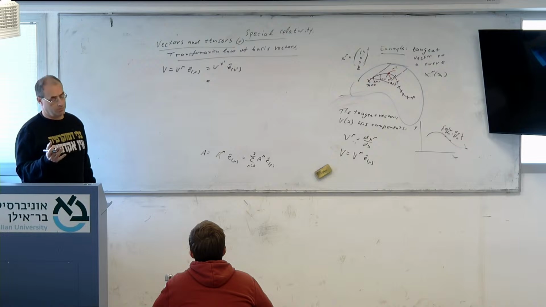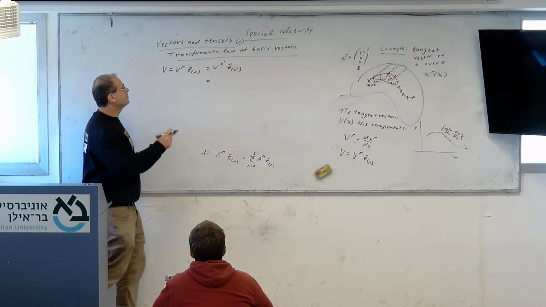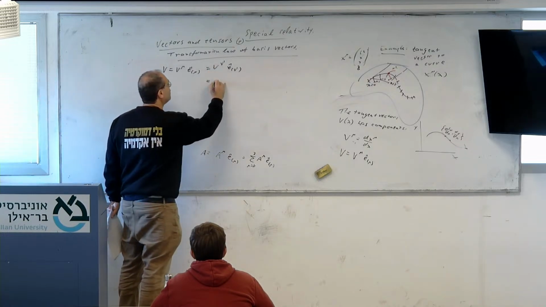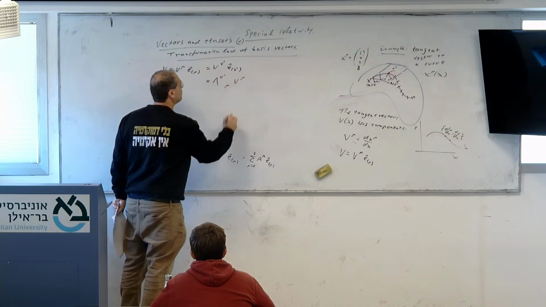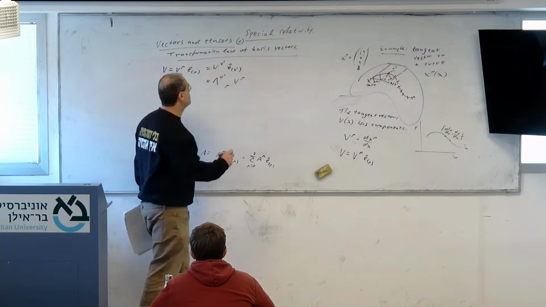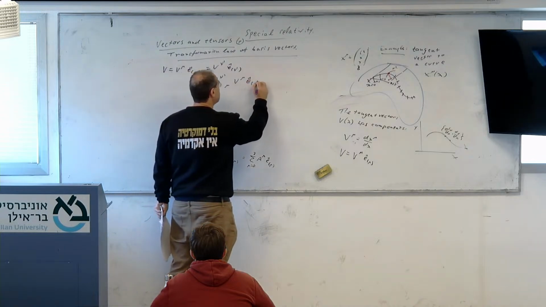It is the Lorentz transformation. Lorentz transformation, of course. So v mu prime I can write down as what? Lambda mu prime mu v mu. v mu prime.